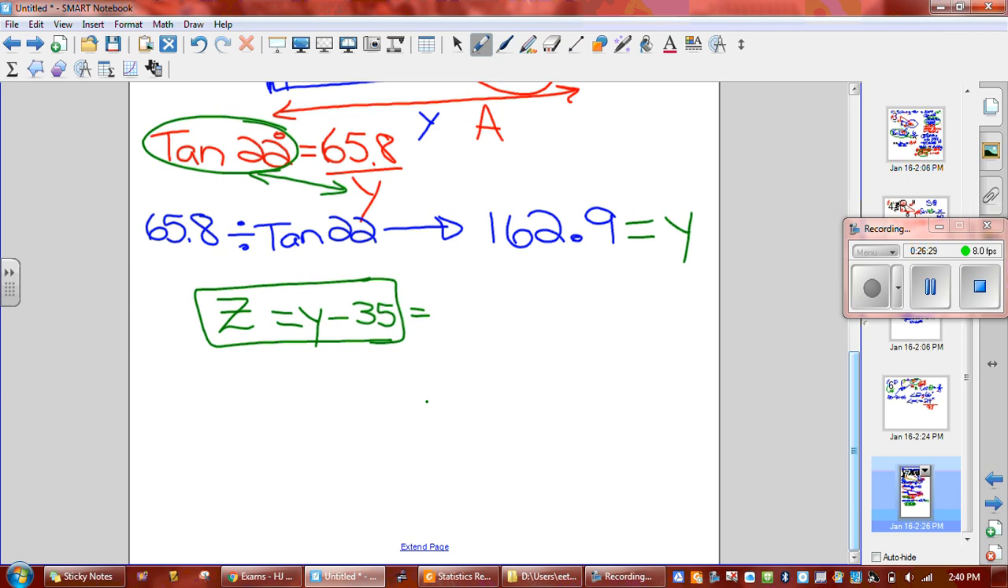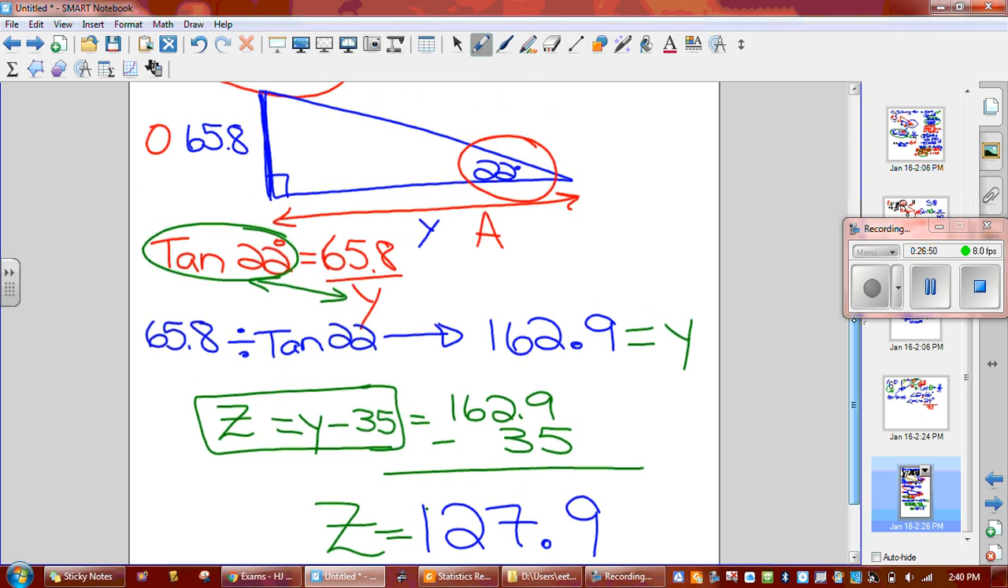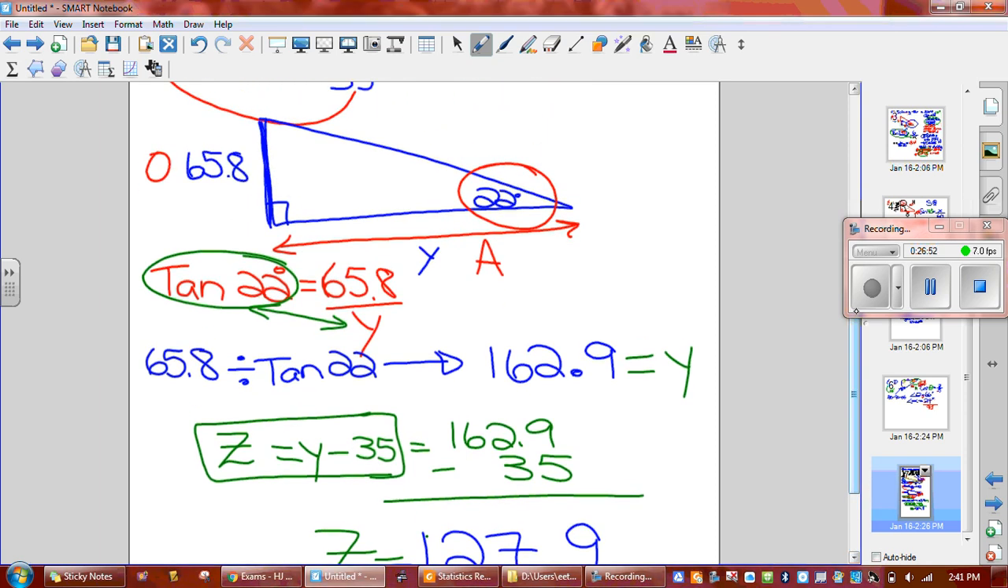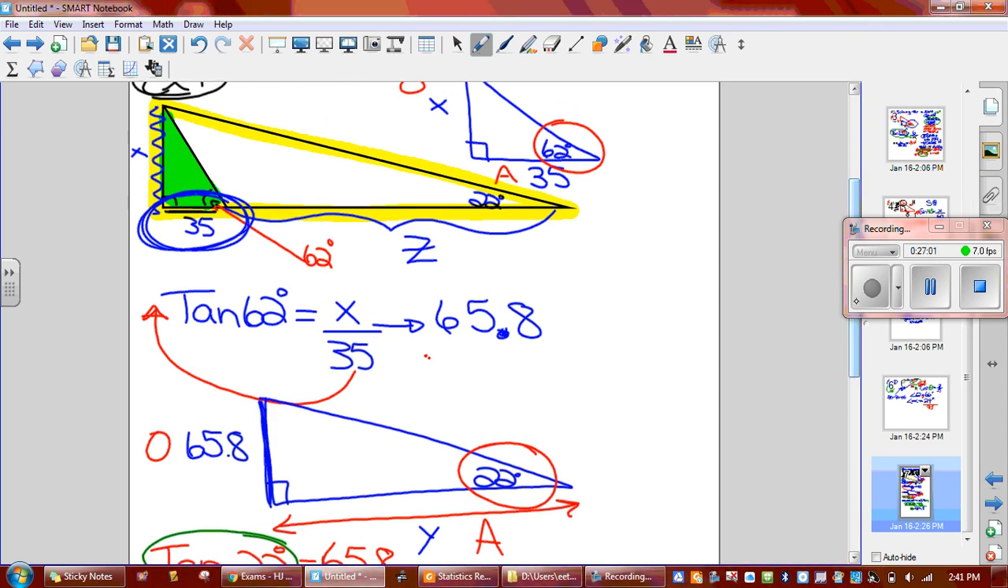So in this case, z is going to be equal to 127.9. Okay? There was a question similar to this on the unit exam, and many people got as far as finding the big long side. You did well, and you found the long side, but then you forgot to subtract that little piece that was already there. So this little 35, it was a different number on the exam. Many people found the full distance, but forgot to find z, or subtract the z. Subtract 35 to find z.